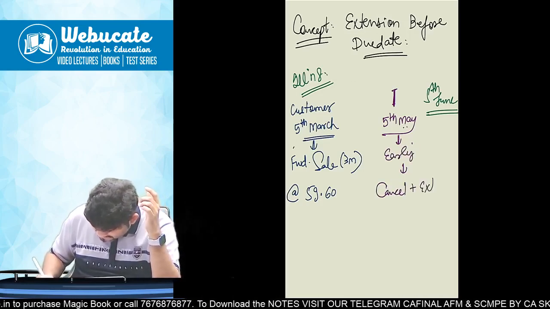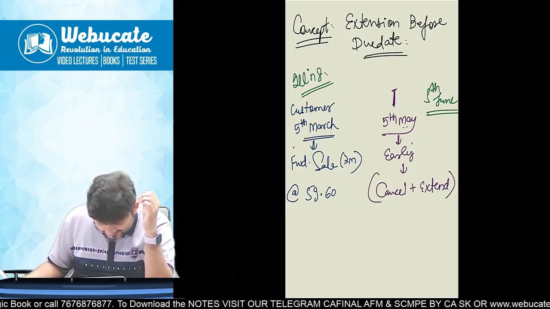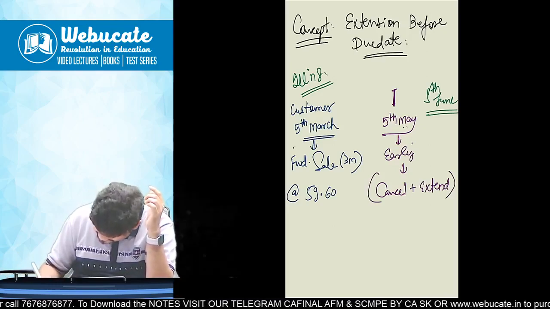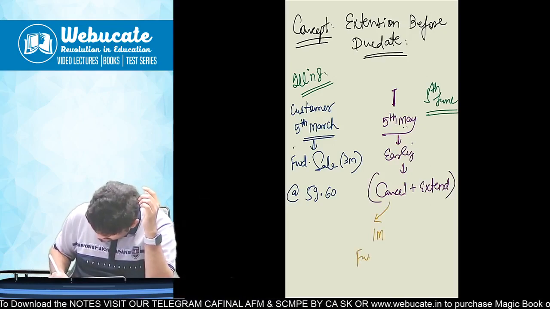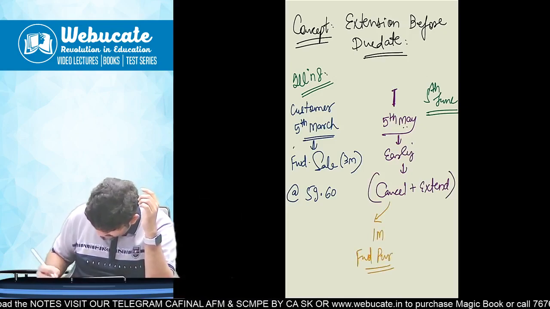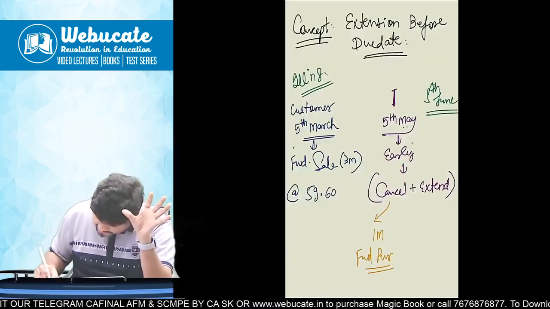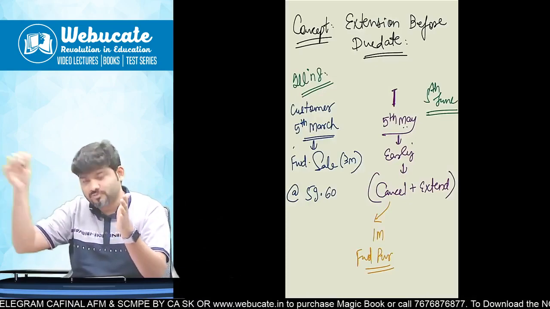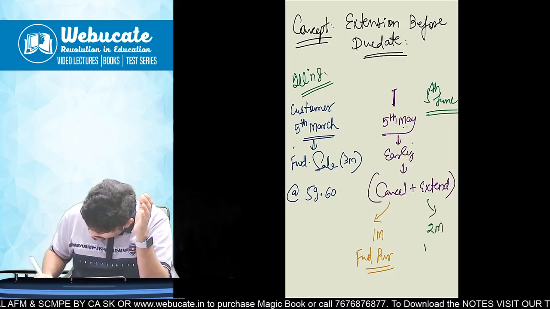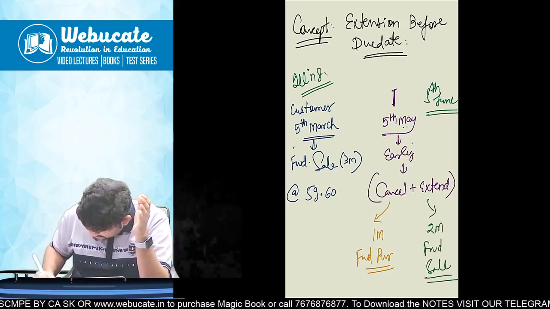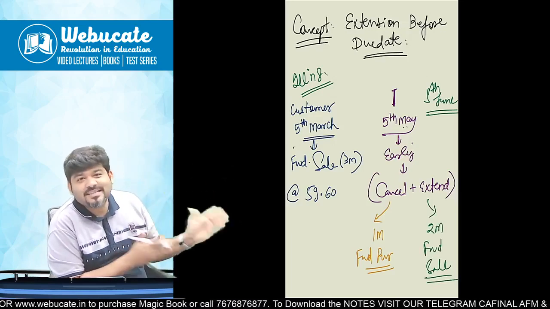Cancel plus extend. So what will happen? Cancel. What will you do? A 1 month forward purchase, and extend. When do you want the extension contract? To 5th July. So on 5th May, 5th May to 5th June, 5th June to 5th July. So the extension will be a 2 month forward sale. On 5th May, this is what you need to do.